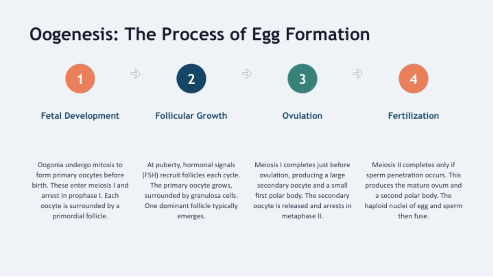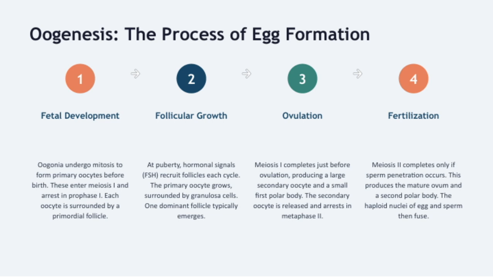Moving toward ovulation, the primary oocyte completes meiosis I just before it's released. This results in a large secondary oocyte and a small first polar body, which is a byproduct of cell division. The secondary oocyte is then released during ovulation and enters metaphase II, where it arrests until fertilization.